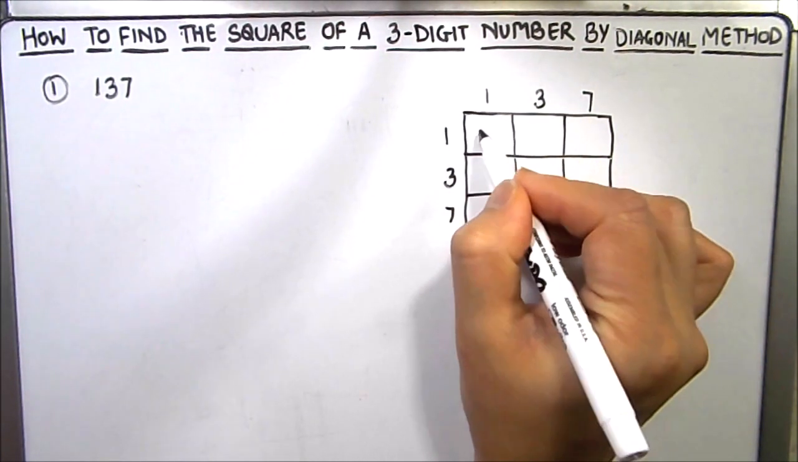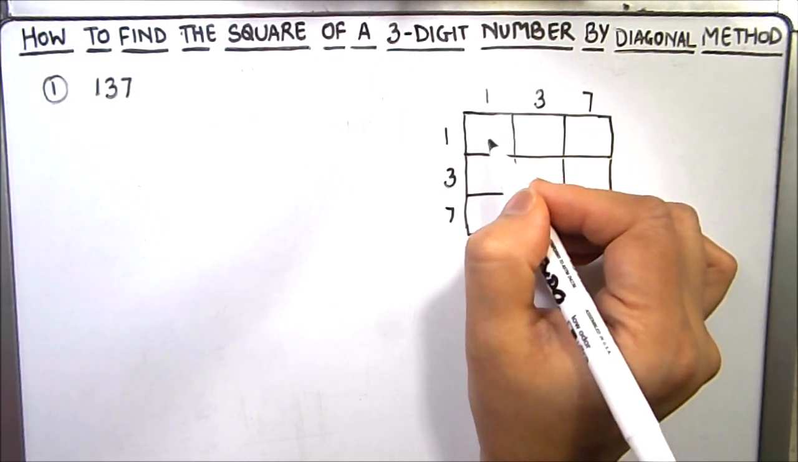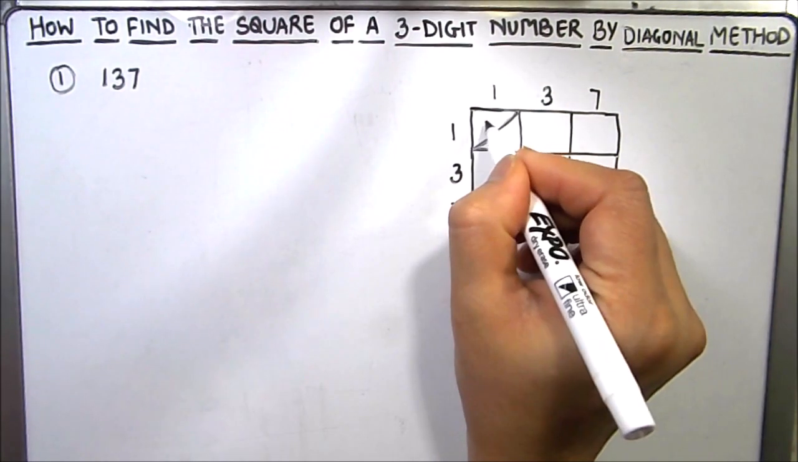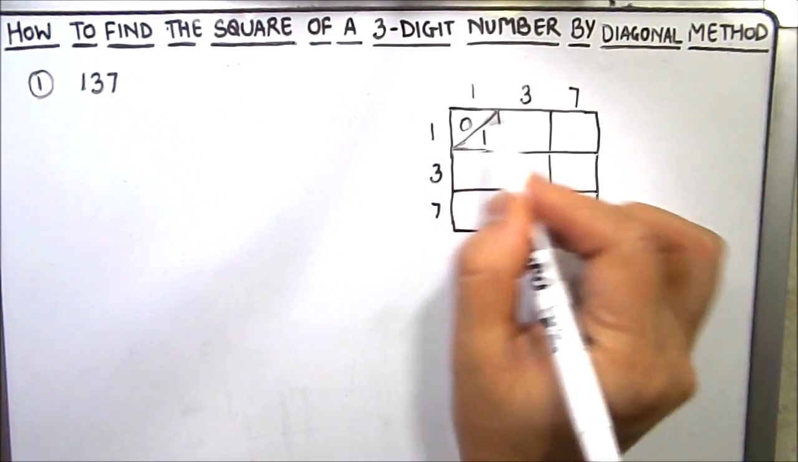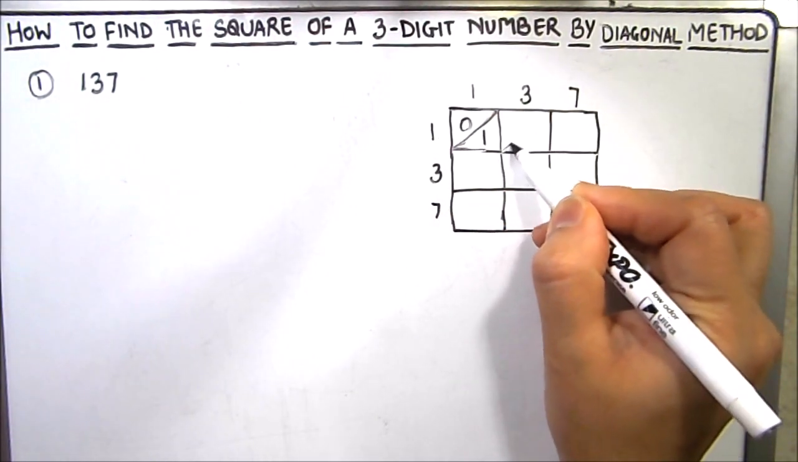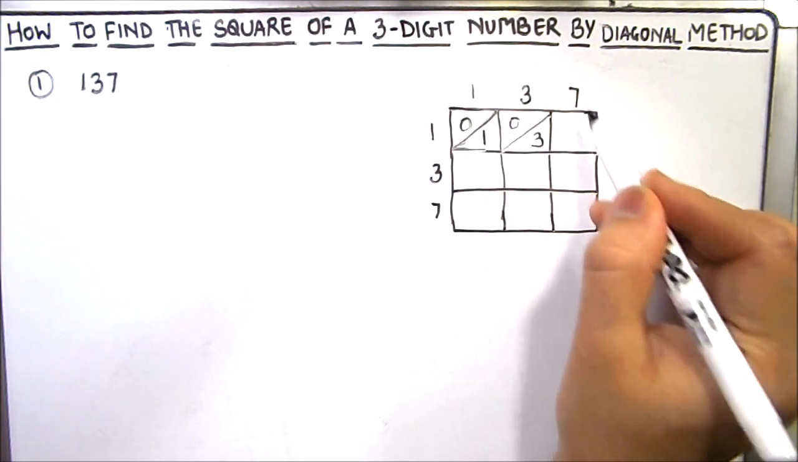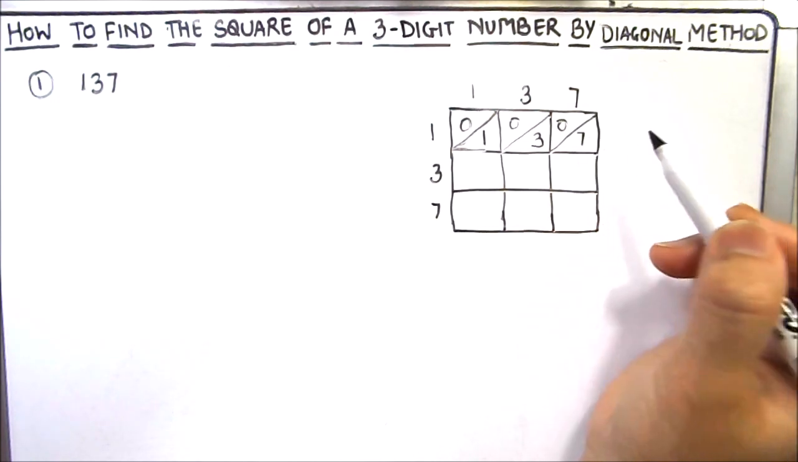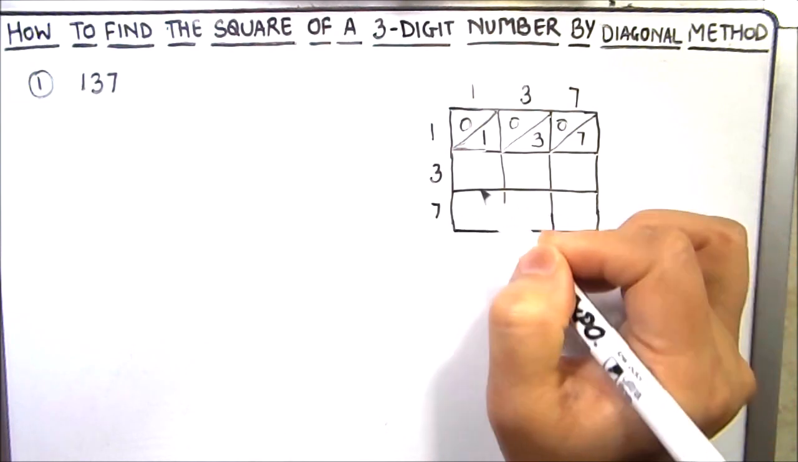Now we'll write 0. 1 is a single digit number, so we'll divide this square diagonally and we'll write 0 and 1. Now 1 times 3 is 3, so we'll write 0, 3. 1 times 7 is 7, so we'll write 0, 7. Similarly, we'll follow the steps for the second and third row too.